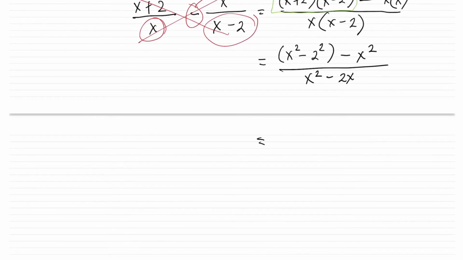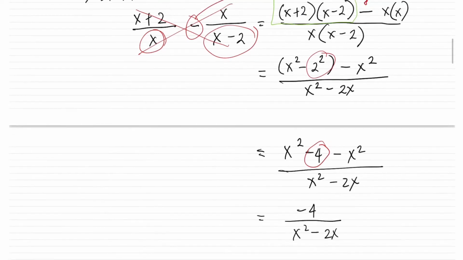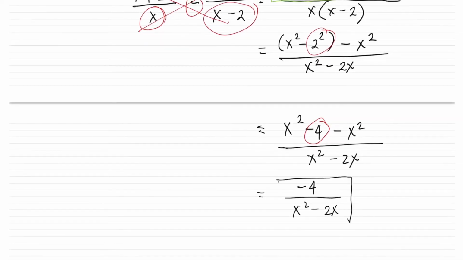And then we simplify further, it becomes x squared minus 4 minus x squared over x squared minus 2x. Now where do we get that 4? From here to here. Now we combine like terms, so our final answer becomes negative 4 over x squared minus 2x. So this is our final answer.